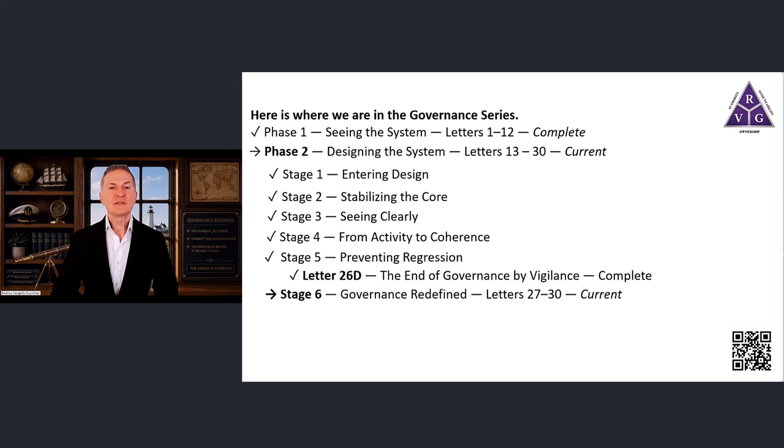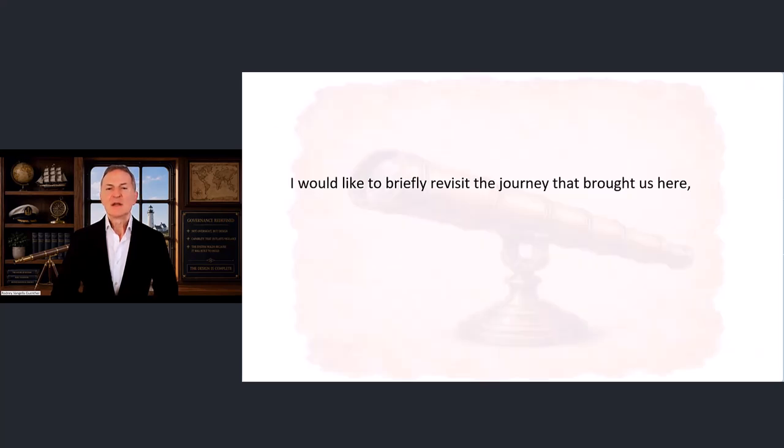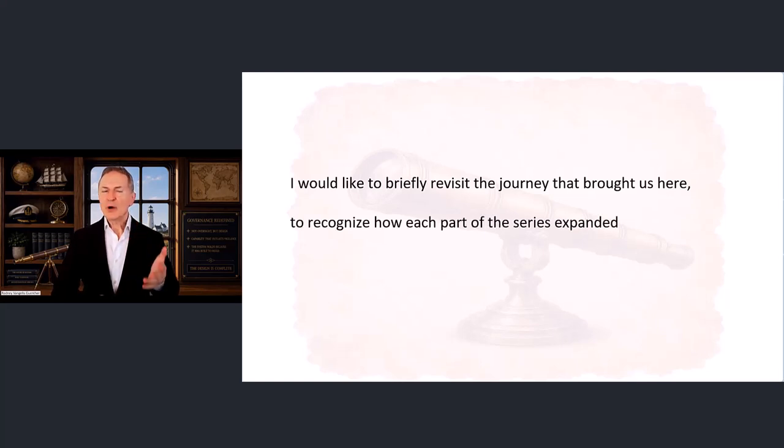We are in stage 6, governance redefined, letters 27 to 30. We are in letter 27A, governance is not the navigator. I would like to briefly revisit the journey that brought us here, to recognize how each part of the series expanded what the executive was capable of seeing and doing.